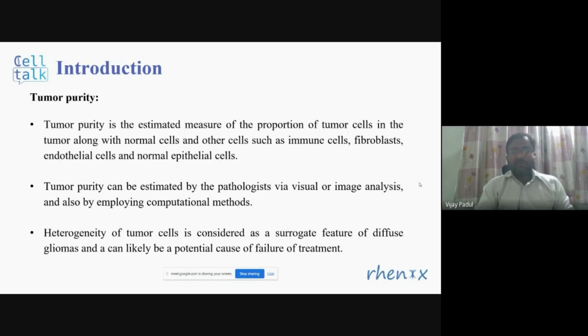Lower tumor purity means higher grade, and higher tumor purity defines the low grade of the tumor. If the tumor purity is low, that means heterogeneity is high. That means the tumor is behaving in an aggressive manner and diffusing into the surrounding areas, which leads to the classification as a diffuse glioma.